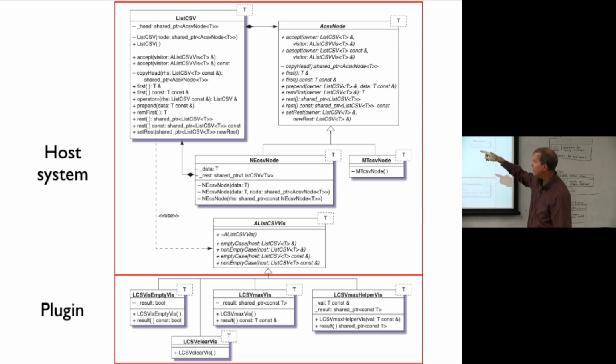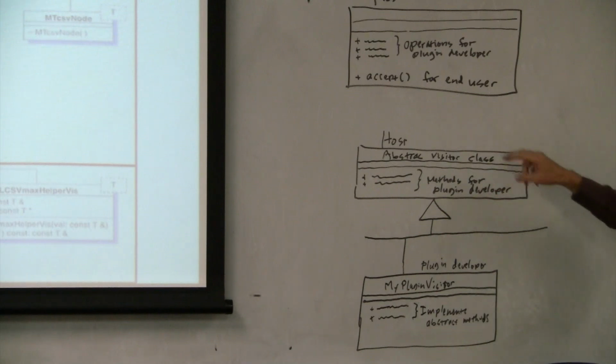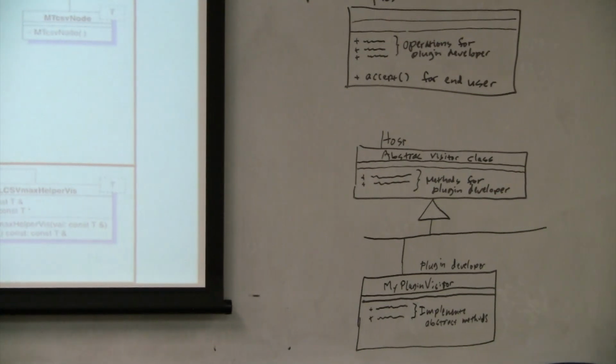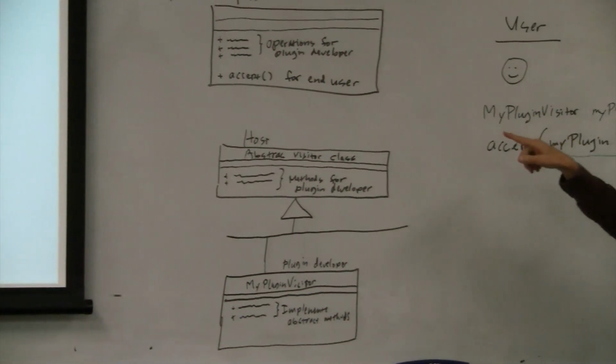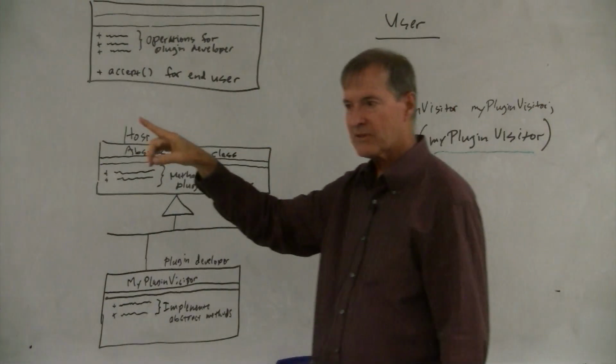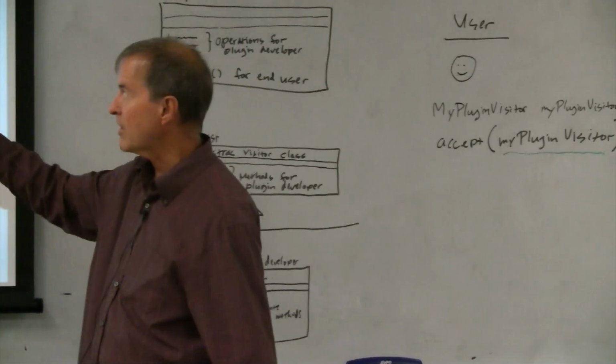Let's look at what we have in our list CSV. We have some constructors and destructors. And what are those two key ones there at the beginning? Accept. And what does this accept take? It takes an abstract visitor, a visitor. So you see that corresponds to the fact that accept takes a visitor, and it's provided by the host. Accept, those two, a constant version and a non-constant version.